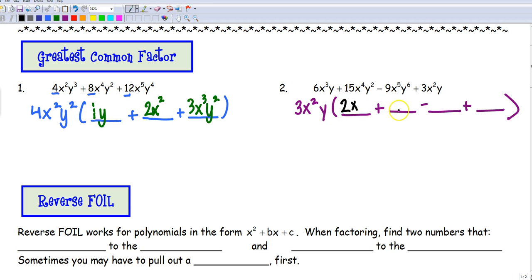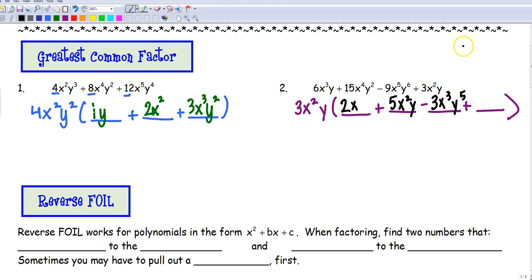All right, so that's for that one. 3 times 5 is 15. X squared times x squared is x to the fourth. And y times y is y squared. 3 times negative 3 is negative 9. We need an x to the third, and we need a y to the fifth.